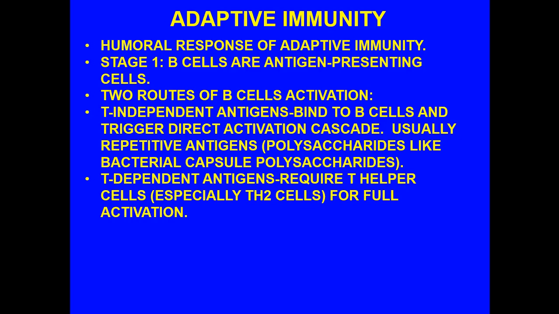There are two major types of antigens that play a role in B cell activation. There are two routes. First one is T-independent antigens. These bind to the B cells. They trigger direct activation cascade for the B cells. Usually when you see this is with repetitive antigens, in other words, polysaccharides.